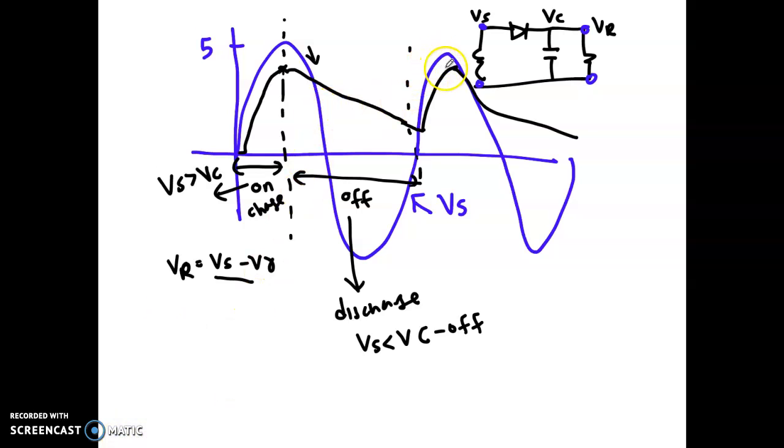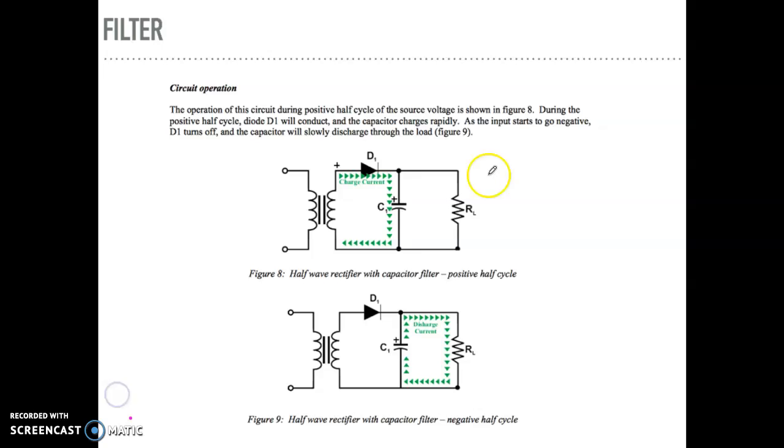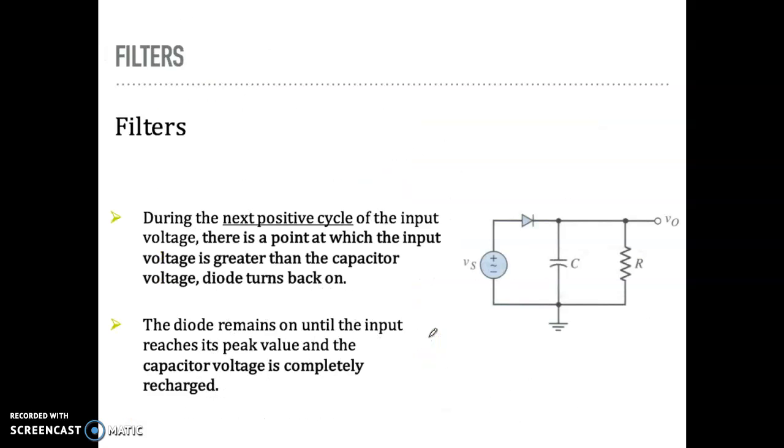So on top of that, how are you going to measure the filter? So this is what we call ripple. V ripple. So what is the ripple? It is in between the discharge until the charge point. So in order for you to measure the filter performance, you need to calculate what we call here the ripple voltage. Here's the explanation. At the positive cycle, your capacitor will charge. Once your voltage is less than your VC, diode will be off, right? And then we will start to discharge.